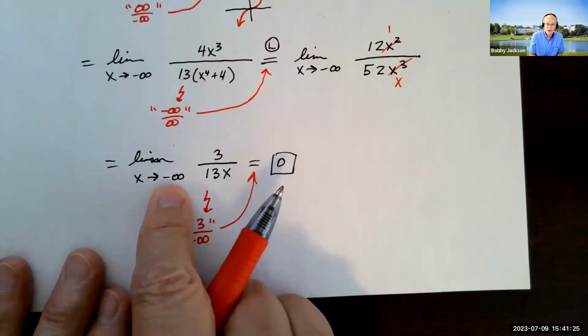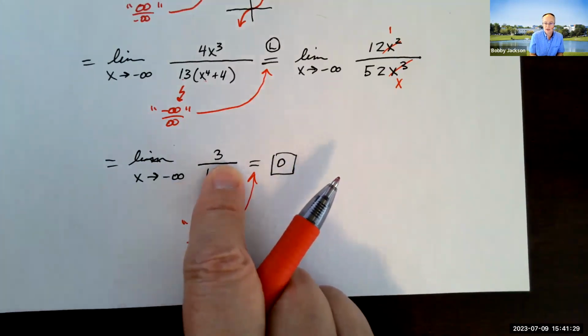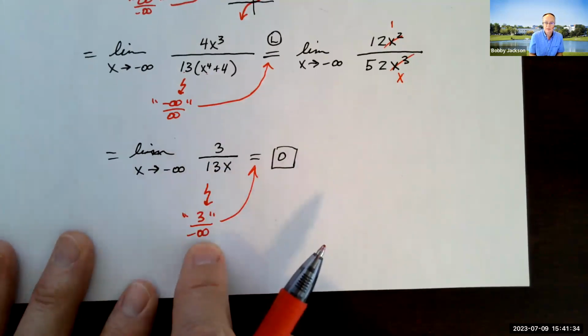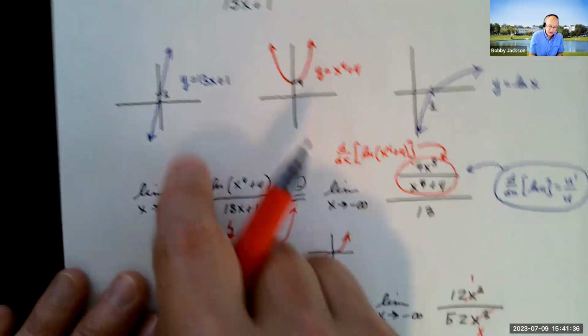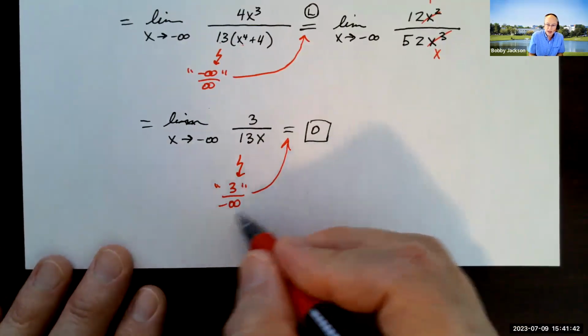Well, what's happening as x goes to minus infinity? The top is going where? 3. It's not changing. It's a constant. The bottom, 13x, that's going to minus infinity, right? That's back to, basically this is the same graph, just shifted 1 unit down. But as x goes to minus infinity, we're still going to minus infinity.